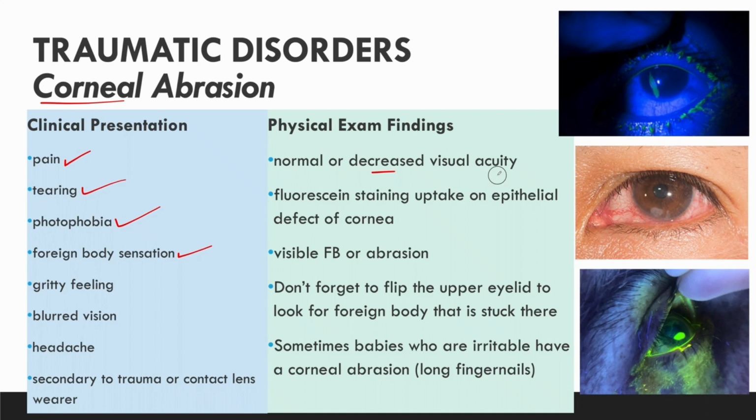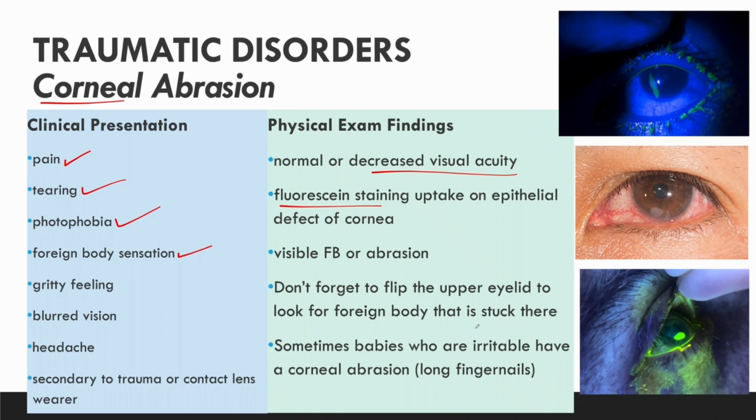You'll also want to do a fluorescein staining. That's the way that you diagnose it. That's this dye that we put in the eye. And if there is a scratch on the cornea, it lights up like a Christmas tree. Also, don't forget to flip the upper lid because you're looking under the upper lid for any type of foreign body that's stuck there that's scratching the eye.